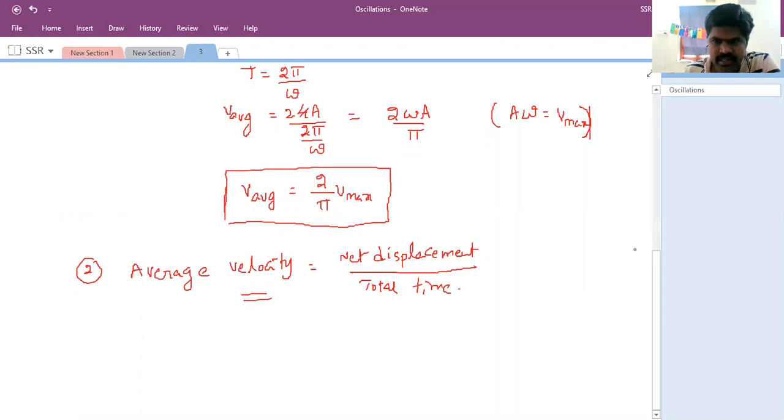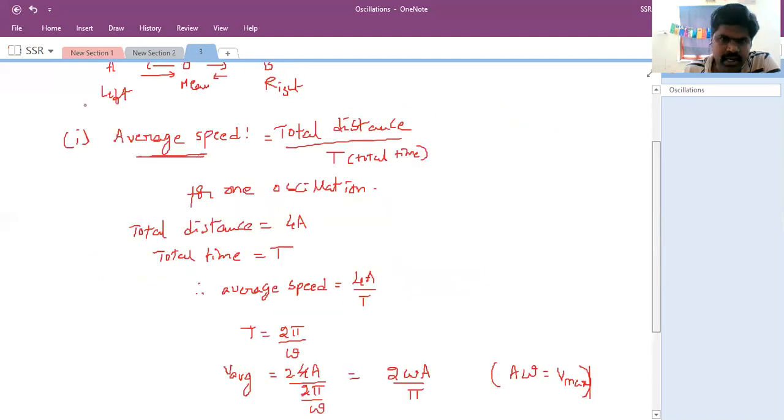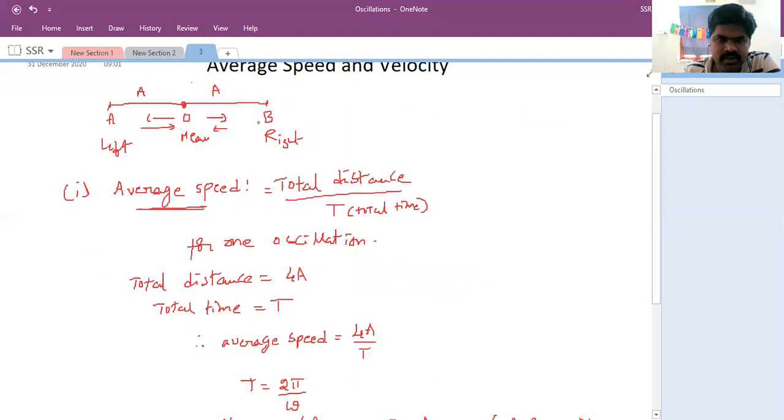You can understand very easily. How is the particle moving? You can see here. The particle starts from O, goes to B, comes back to O, goes to A, comes back to O for one complete oscillation. What is the net displacement?